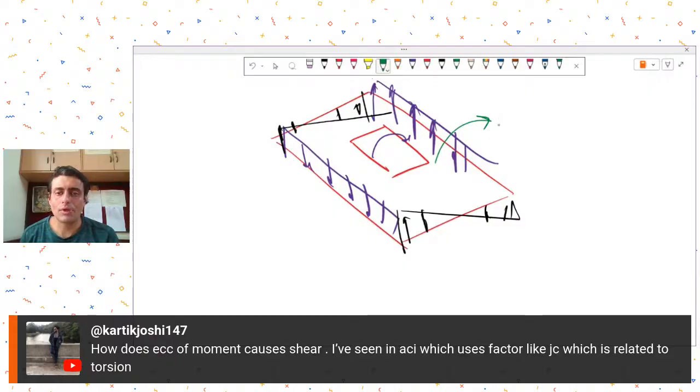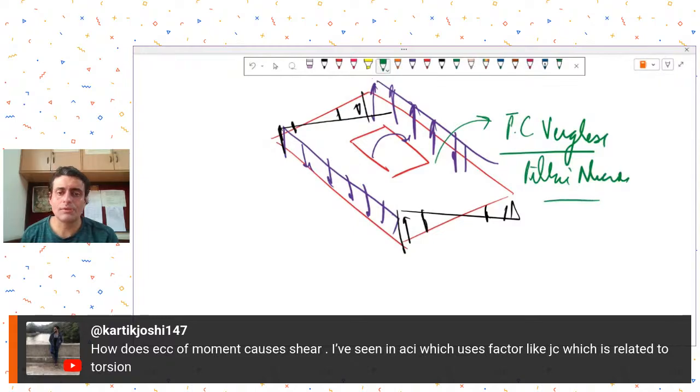But if you want to know the maths behind it, you can refer to the book by Professor PC Varghese. He has given solved examples. Even in Pillai Menon, they have explained this process. And in our courses also, we have done detailed calculations for this. SAFE software does this work correctly, so you can rely on the outputs from SAFE software also.